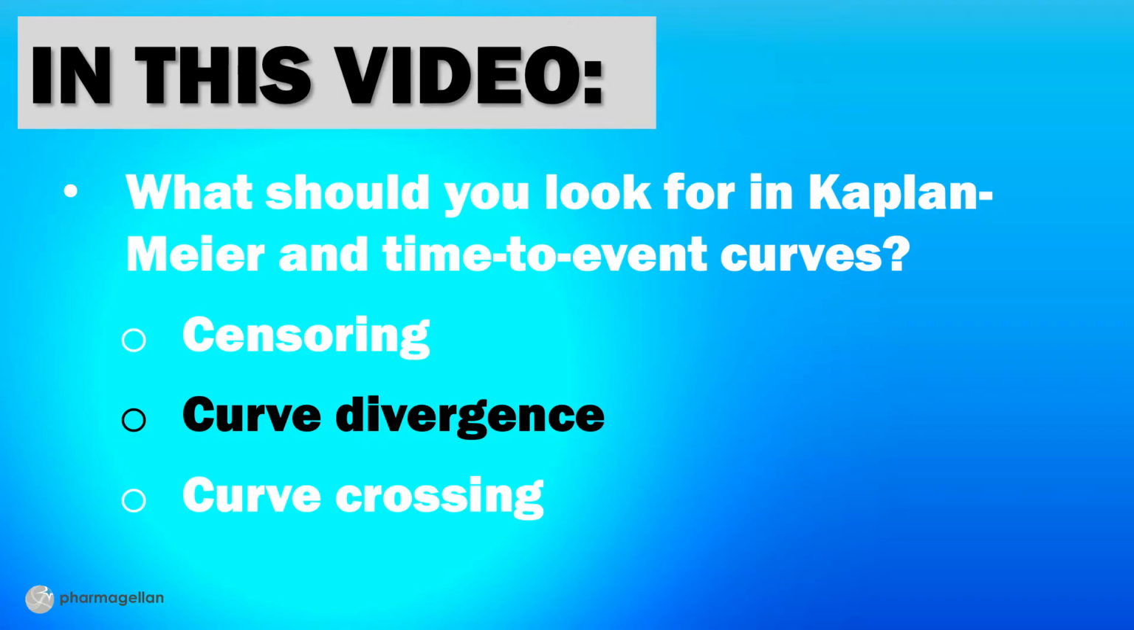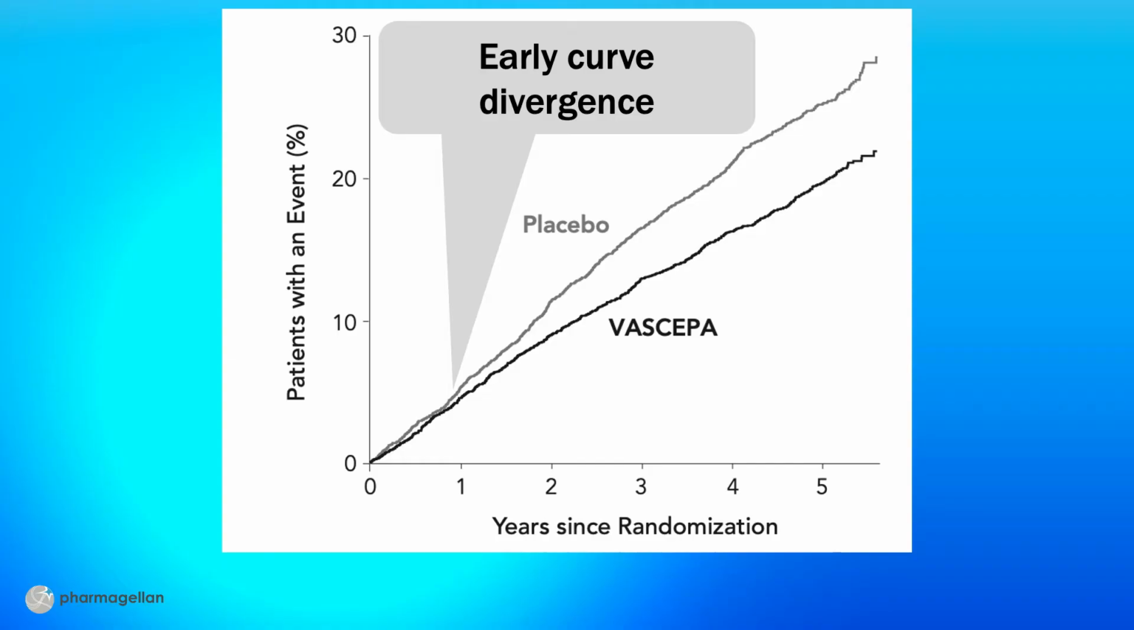The second thing to look at is when the curves diverge. In general, you expect to see the drug and control lines split from each other relatively early toward the left-hand side. As you move forward in time to the right-hand side of the graph, the gap between the lines should widen. That's what you see in this figure from a study of Vascepa's ability to prevent major cardiovascular events.